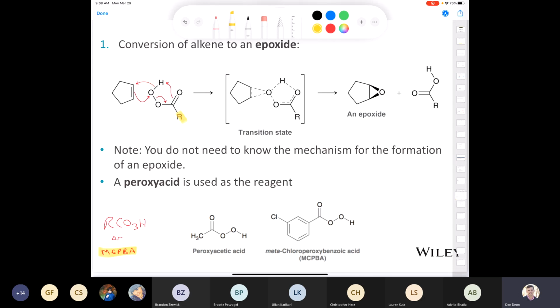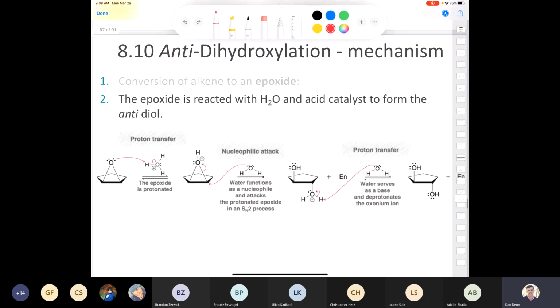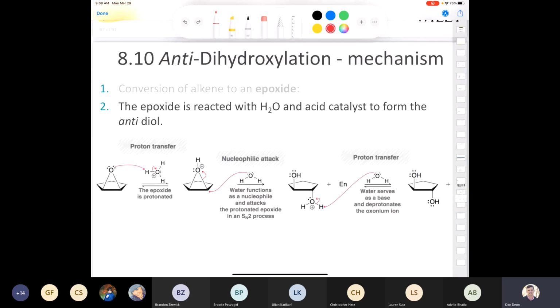Well, you guys know what acetic acid is, right? Acetic acid is the major acid found in vinegar. So this is acetic acid. Okay, well, if you stick an extra oxygen in there, you get peroxyacetic acid. Okay, so peroxy acid. Now you know a new functional group today, the peroxy acid.